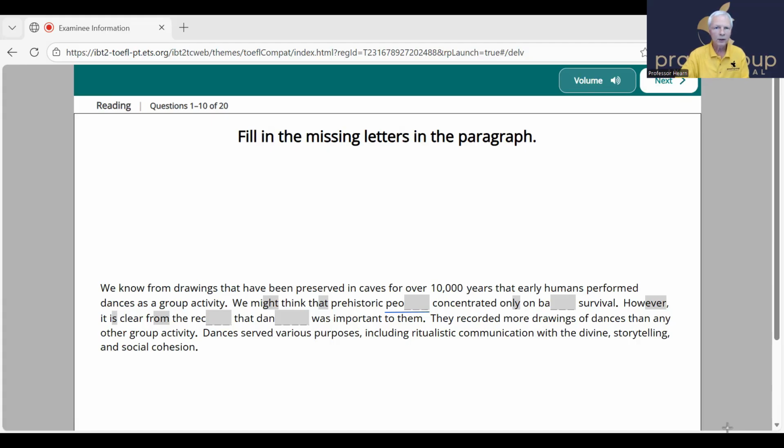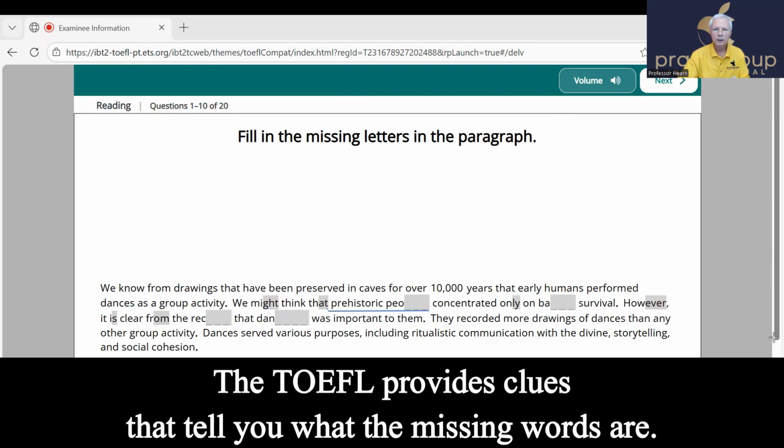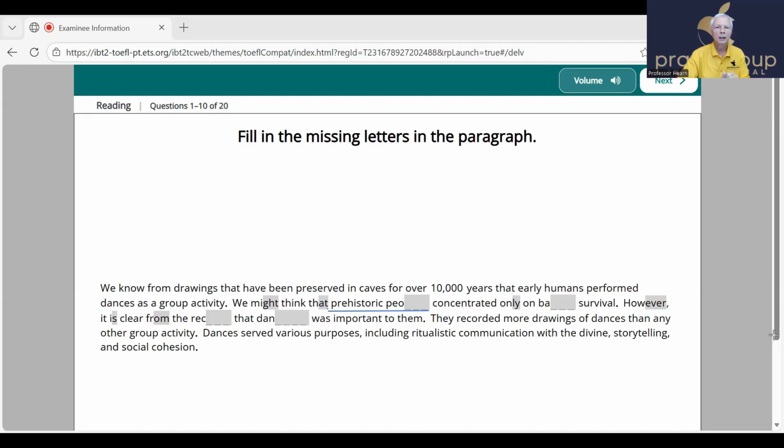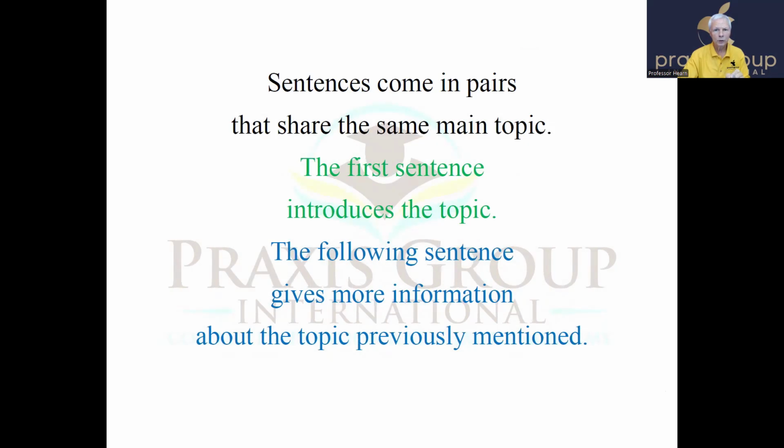Remember, everything you need to know is on the test. Well, let's see what the passage has in it that will help us to figure out what this word is that begins with P-E-O. Whatever it is, it's prehistoric. Now, before I reveal what the clue is and help you to answer this question, let's take a look at the rule you need to know. Get yourself a piece of paper and write this down.